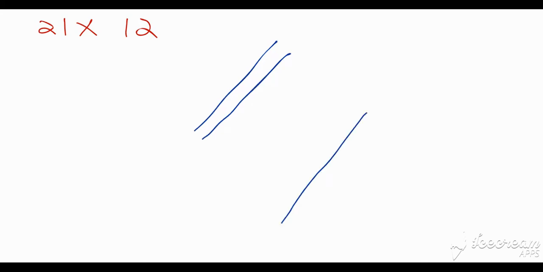Let us say that we have 21 multiplied by 12. We represent the 21 by drawing two lines, skipping a space, and we draw another line. So the two lines that are close together are for the 2, and the 1 is this line here. To represent the 12, we draw one line and then we skip a space and we draw another two lines going in the opposite direction.